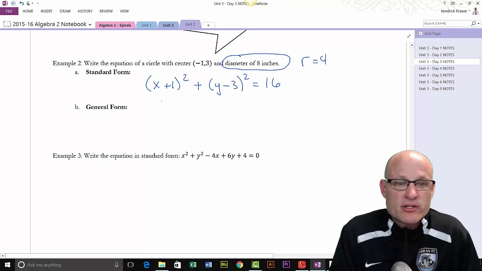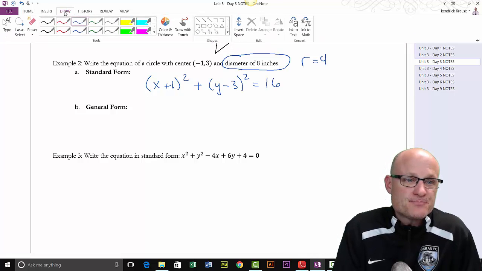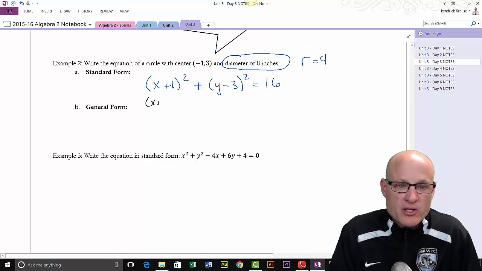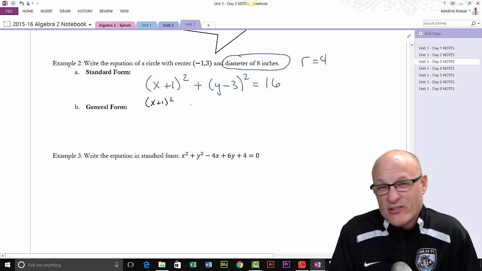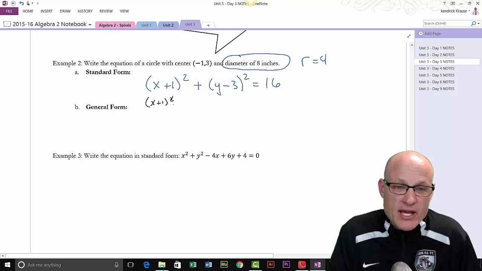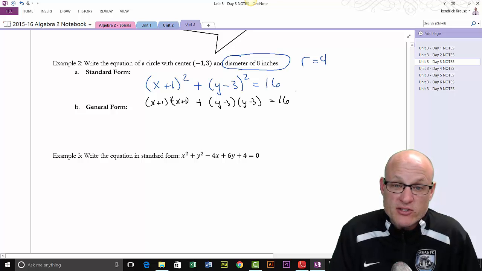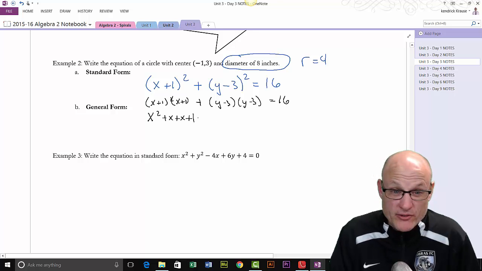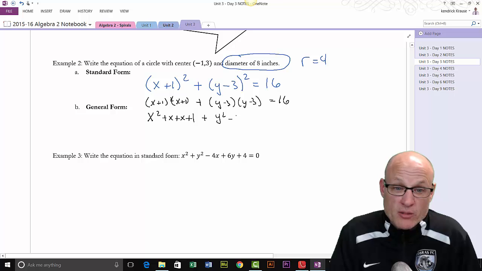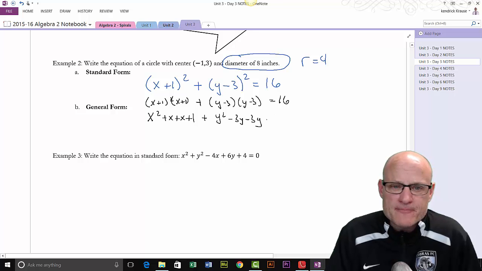And so in order to do that, I'm going to double distribute it out. Let me change the colors. I'll go to black. I'm feeling black for some reason. So we're going to double distribute this x plus 1 squared. So this is a little bit more of a concrete example of how to get to that general form, which is really x plus 1 times x plus 1 plus y minus 3 times y minus 3 equals 16. Now eventually we're going to bring that 16 over. Now if I double distribute this out, it's x squared plus x plus x plus 1. I'll show you all those steps if you want to see them. Plus y squared minus 3y minus 3y plus 9 equals 16.